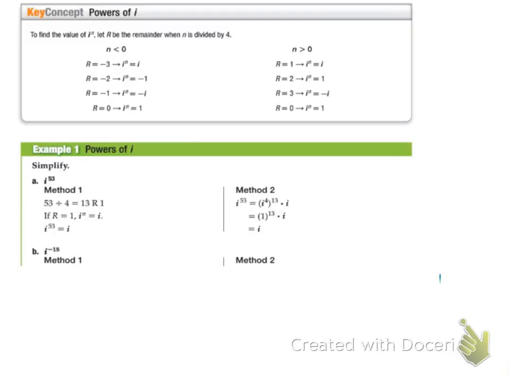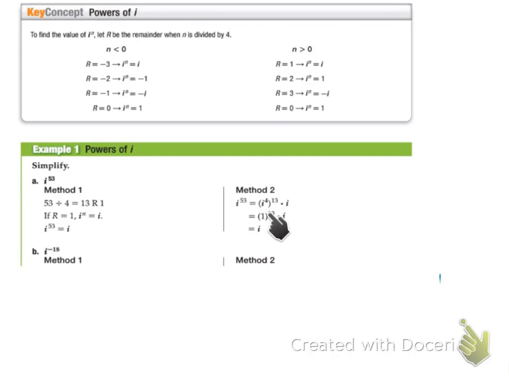Method 2 says, hey, I can take 53 and break it into groups of 4, 13 times. 4 times 13 is 52. So I'm using power of a power, right? Power of a power says you would have multiplied there. And then to get that one extra i, I have to multiply by the same base, so you add that. So this is 4 times 13 plus 1.